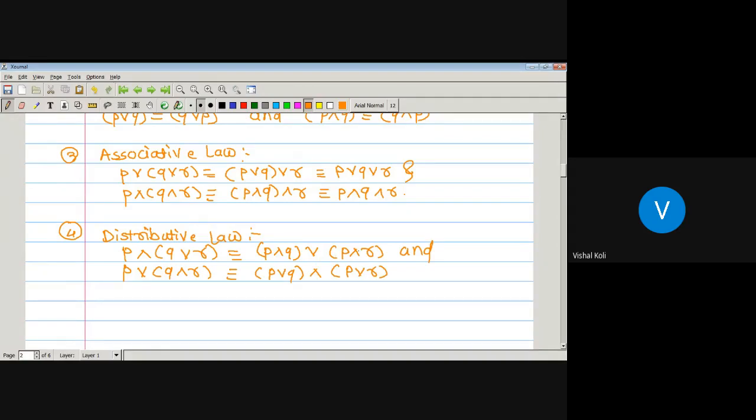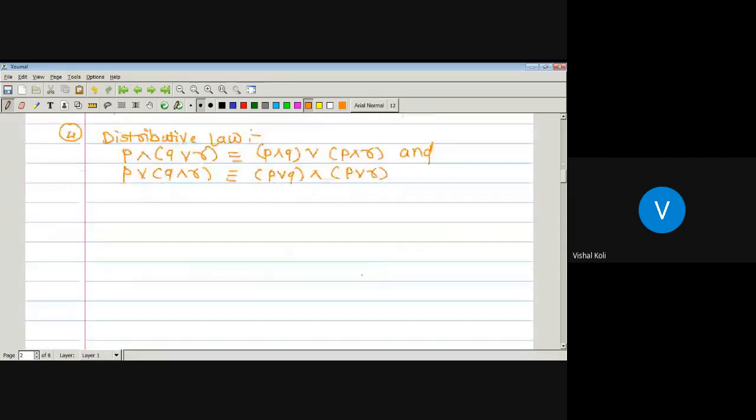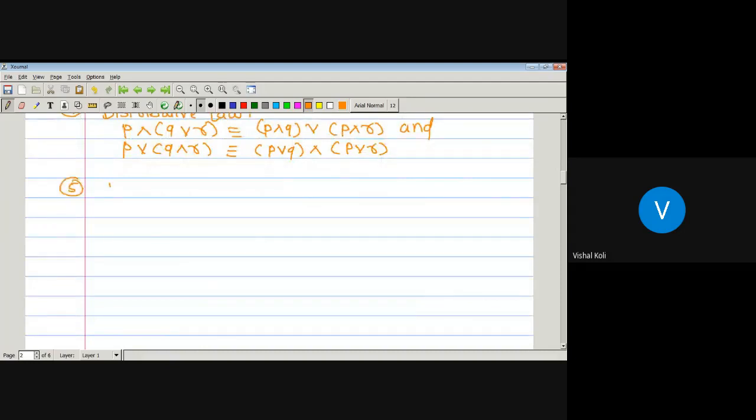Now fifth one will be De Morgan's law. If P and Q are two statements which hold these two conditions, that is negation of (P or Q) is equal to negation of P and negation of Q, and negation of (P and Q) equals negation of P or negation of Q. If P and Q are any two statements which hold these conditions, then P and Q are said to hold De Morgan's law.